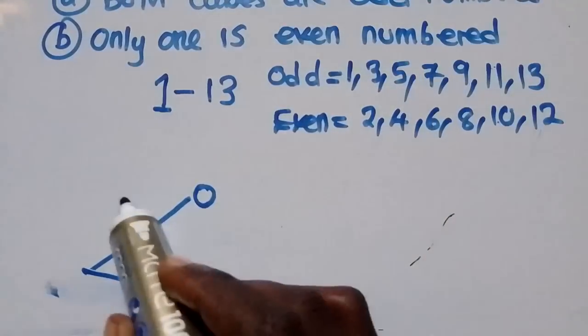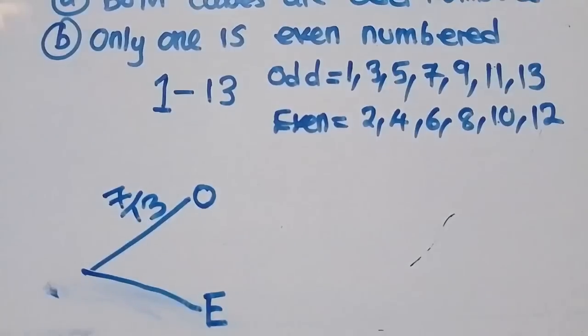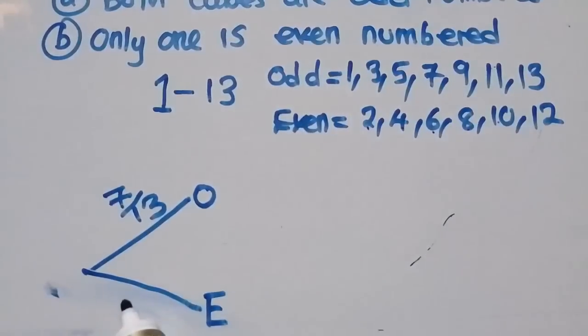There are how many? 7 over what? The total number, which is 13. How many even numbers are we having? 1, 2, 3, 4, 5, 6. So it's 6 over what? Over 13, like this. This is what you're going to do.